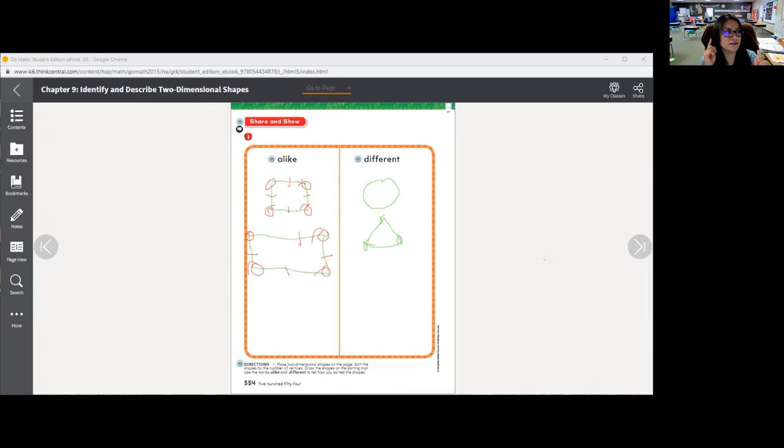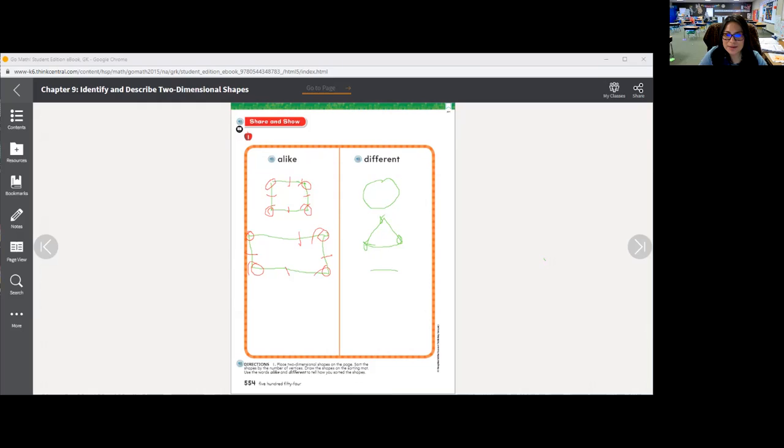Hexagon. Who said hexagon? Richard. Say your name. Who's your name? What is your name? Richard. Beautiful. Yes, Richard, it's a hexagon.